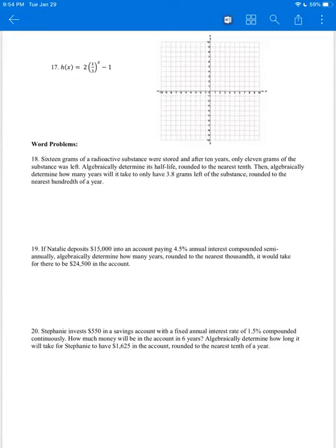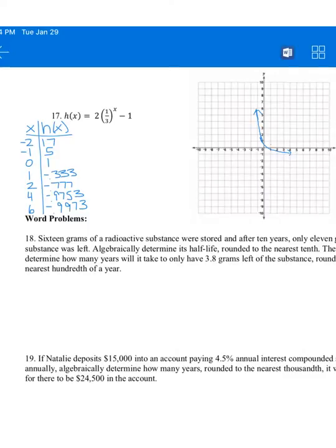For number 17, again, I'm going to put you on pause, and I'm going to write down a table and then graph it, and you can compare your graph to mine. Okay, for number 17, my graph kind of looks like that. You can see your y values as you move up, as you go to the right. For your domain, your y values are getting closer and closer and closer to -1.